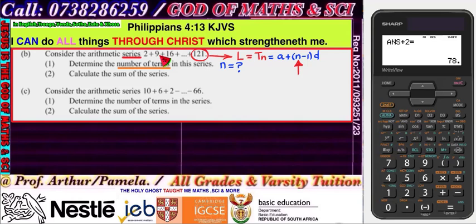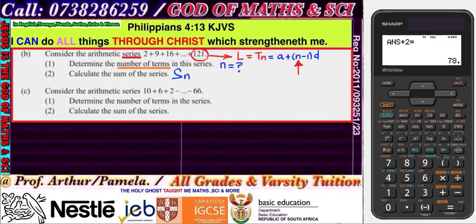16 minus 9, which is 7. Then I put it there. Then I can find the N, as simple as that. I can find how many terms it is. I'm explaining, I'm not working it out, but it's like I've already worked out. Then you'll know how many terms it is. Then they say calculate the sum of this series. So now they're asking you for SN.